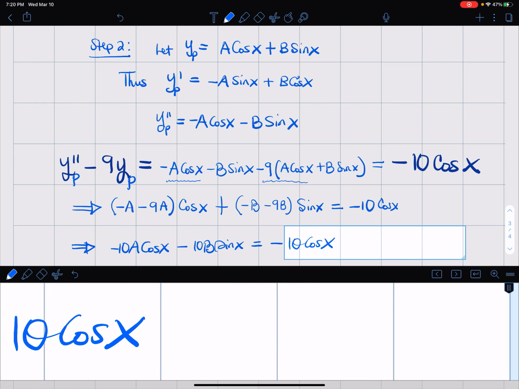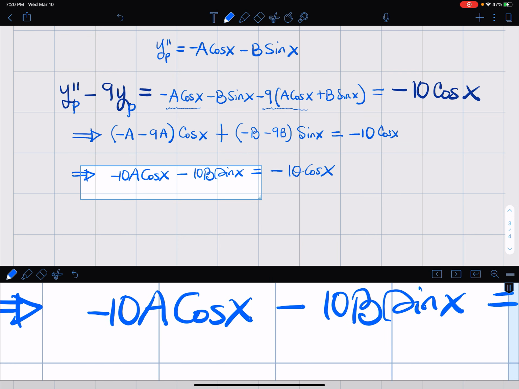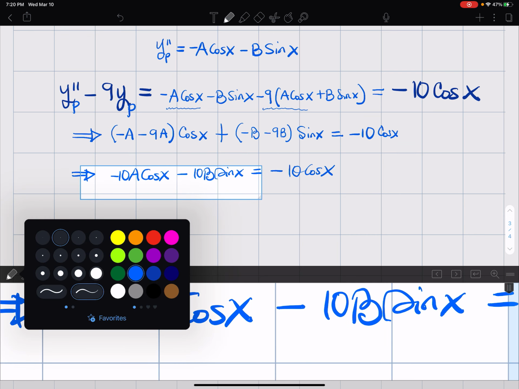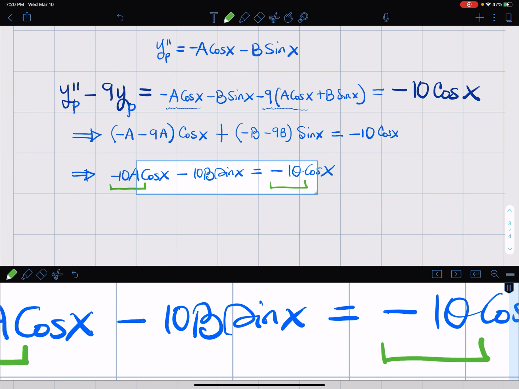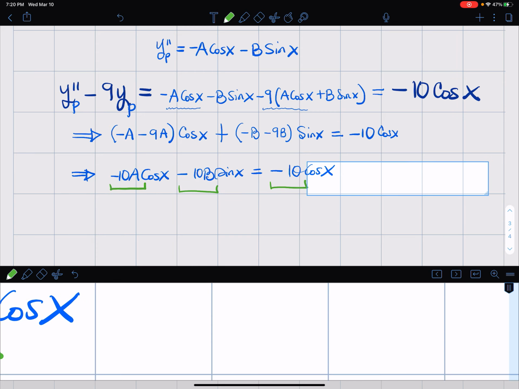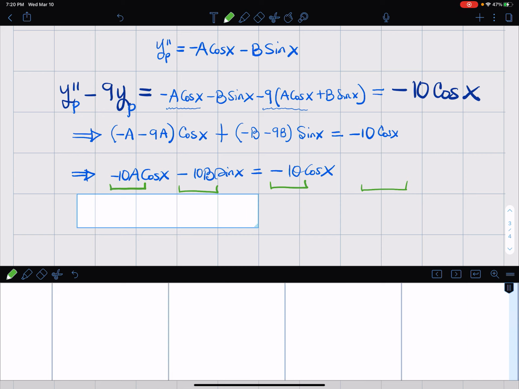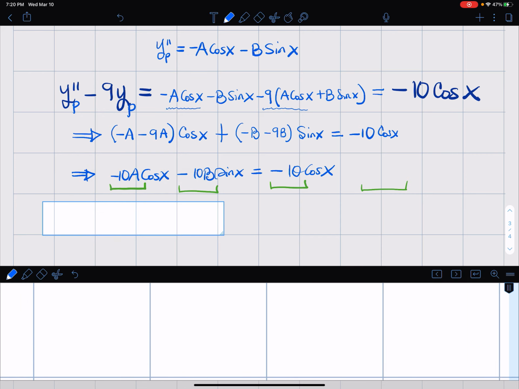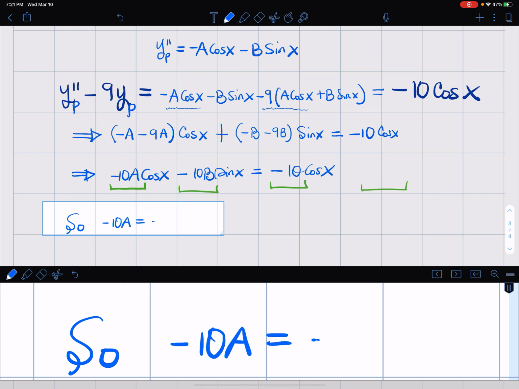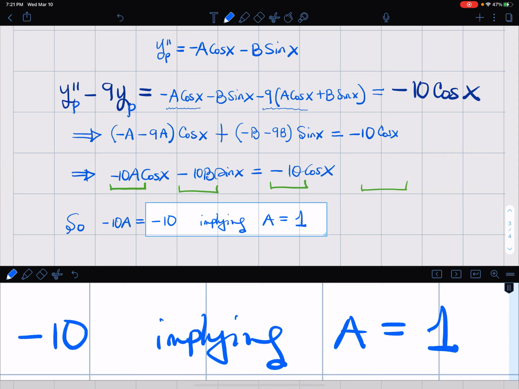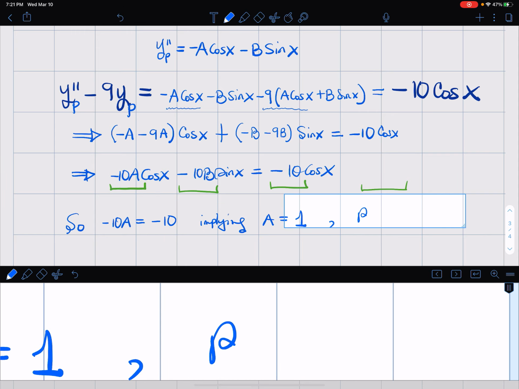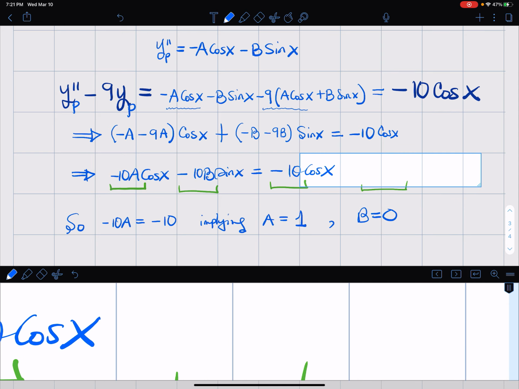So we can now compare coefficients. What do I mean? This has to equal negative 10 and this has to equal nothing, it has to equal 0. So we can conclude that negative 10a is equal to negative 10, implying that a is just 1 and b is 0. b is obviously 0 because there's no sine x here.